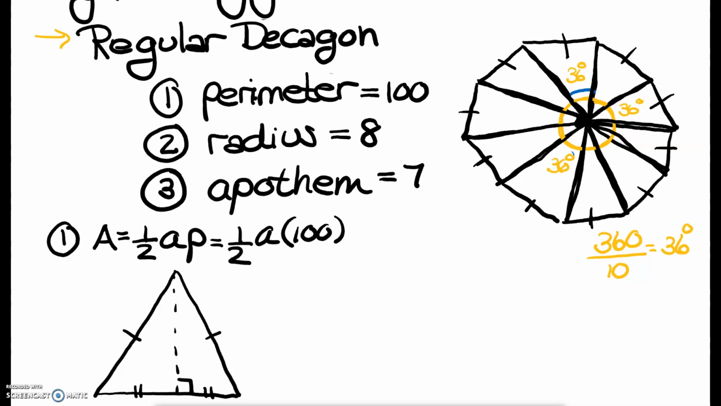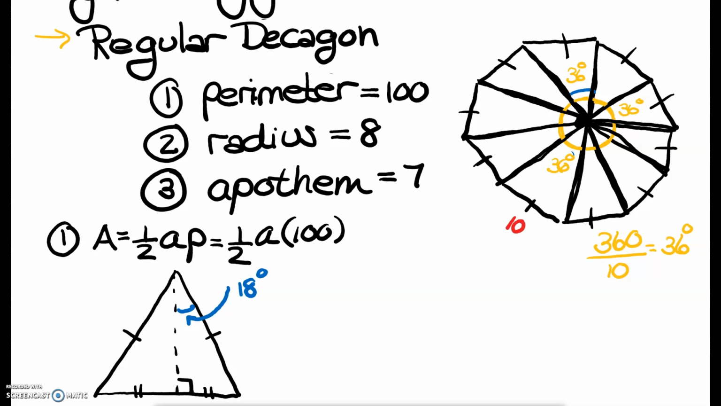And I need to find one of those sides. So what do I know so far? Well, I know that this whole angle is 36 degrees, so when I split it in half, it's 18 degrees. I also know, since I was given the perimeter, if I count up all 10 sides, I get 100, so each side must be 10.